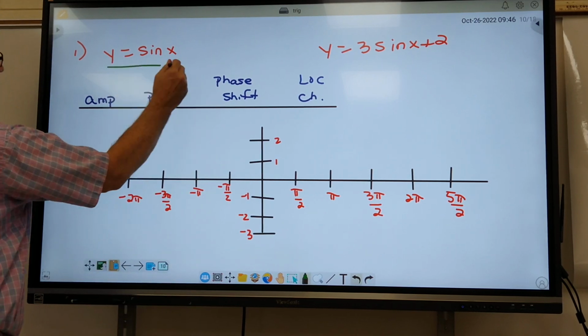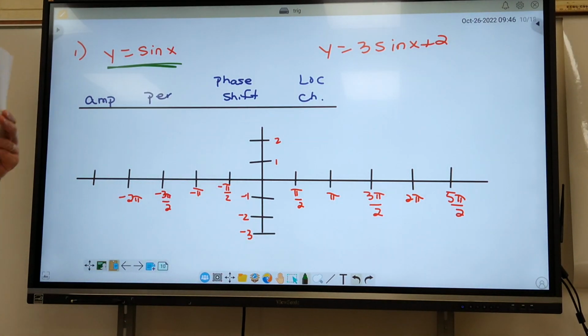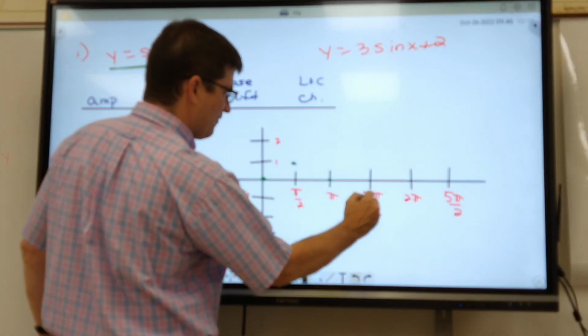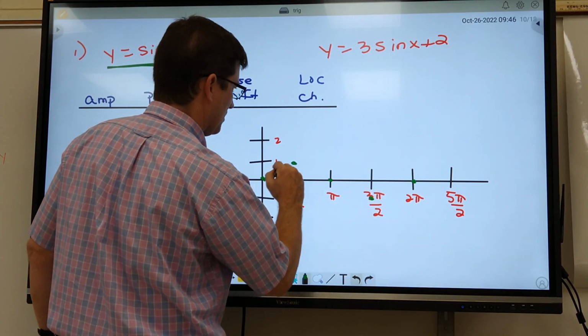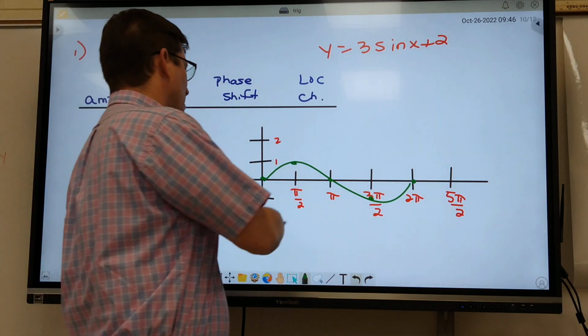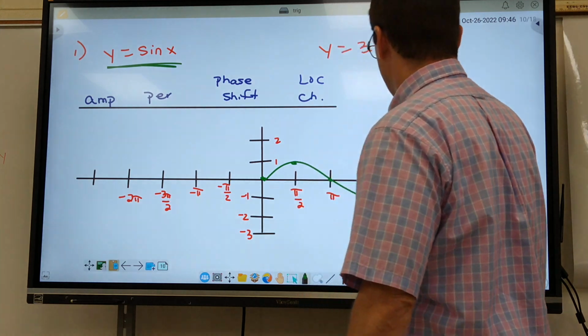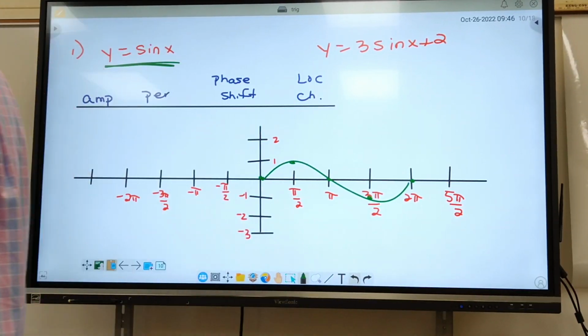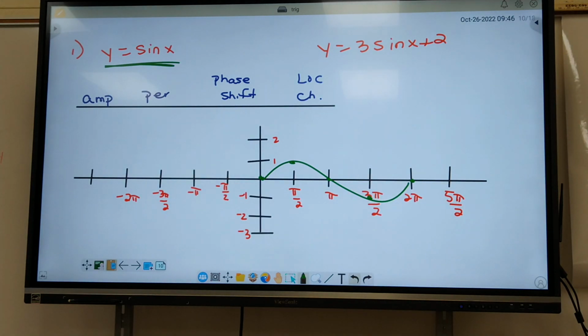They want you to first graph on number one what sine of x looks like. Everybody has to memorize this. This is your parent graph for sine of x. You got to memorize that. When it says sine x, you got to know it looks like that. So it goes up to 1, then back to 0, down to -1, back to 0. So when it says sine x, we're drawing that graph.